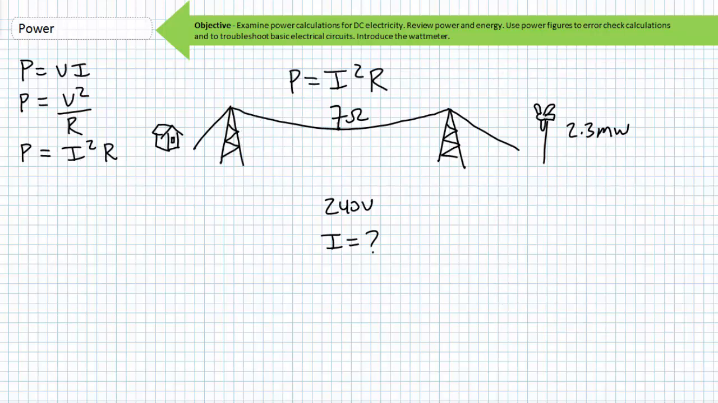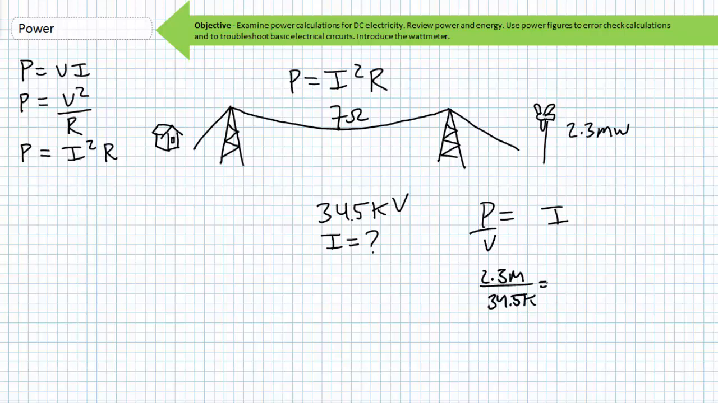Now, consider the same 2.3 megawatt turbine transmitting its power using a regular transmission line with 7 ohms of resistance, however, doing so at an increased voltage of 34.5 kilovolts. What is the current necessary to transmit this 2.3 megawatts of power using this higher voltage? If power equals voltage times current, current equals power divided by voltage. 2.3 megawatts divided by 34.5 kilovolts yields roughly 66.7 amps, substantially less than our previous configuration.